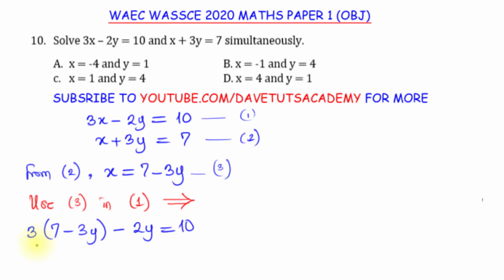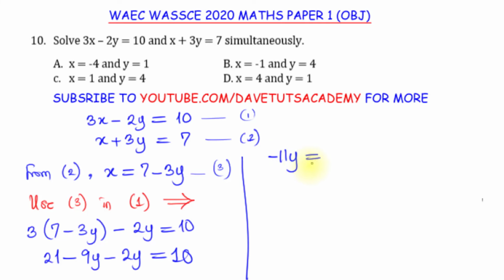If I open this bracket, 3 times 7 is 21. Then 3 times minus 3y is minus 9y. Then minus 2y is equal to 10. If I want to take that further, minus 9y minus 2y is minus 11y.